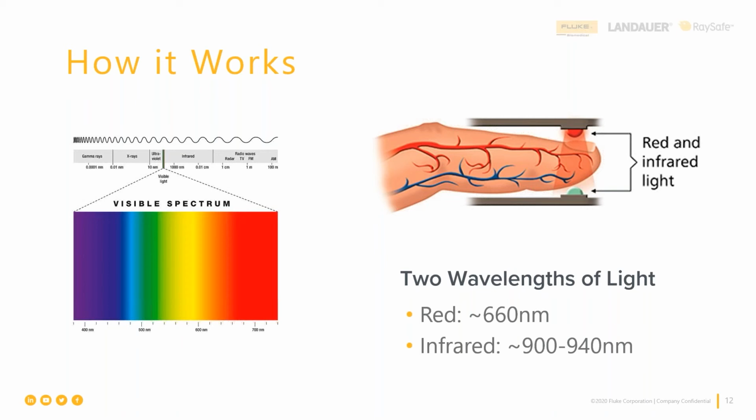But it's not just the reflectance or the absorption. We're showing here the absorption technology. It's not just the reflectance or absorption of the light, but also the pulsatile nature of the blood that we're shining the light through, the tissue and the blood. So you have to have all of those things in order for the measurement of the percentage of oxygen saturation in that blood to be valid. Otherwise, it's an invalid measurement.